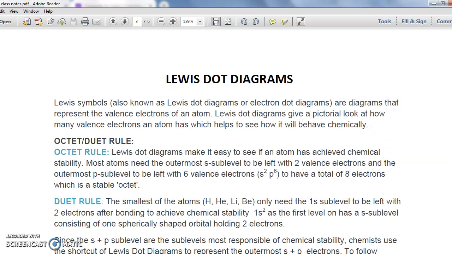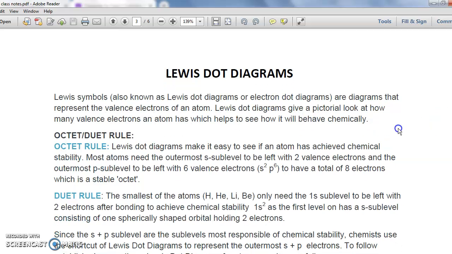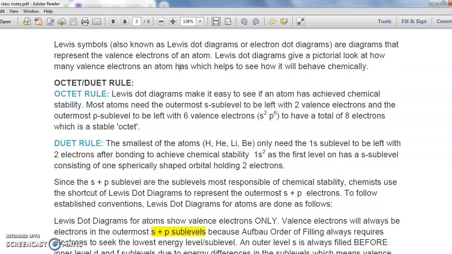So Lewis dot diagrams get right to the heart of the matter. Lewis dot diagrams are ways of representing where the valence electrons are in an atom. It gives us a picture of how many valence electrons the atom has to enable us to predict how it will behave chemically. We know that elements react chemically in order to satisfy the octet or duet rule.